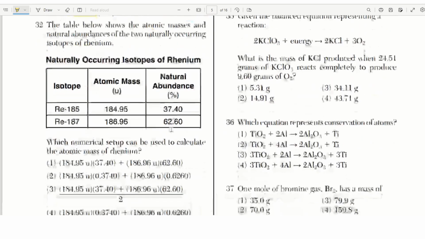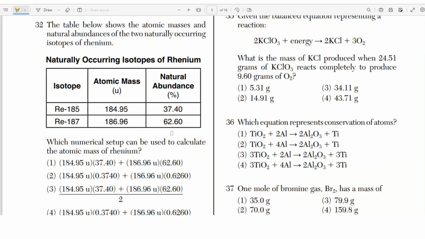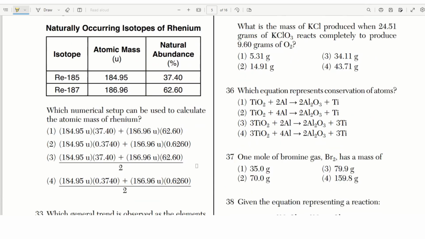The table below shows the atomic masses and natural abundances of the two naturally occurring isotopes of rhenium. Which numerical setup can be used to calculate the atomic mass of rhenium? One important thing is we have to recognize that this is a percent. So I'm going to have to divide by 100. And this, first of all, this is ridiculous, dividing by 2. That is the way you determine average when you're not worrying about percentages, but for this question I have to account for a percent. So I'm going to have to divide by 100.